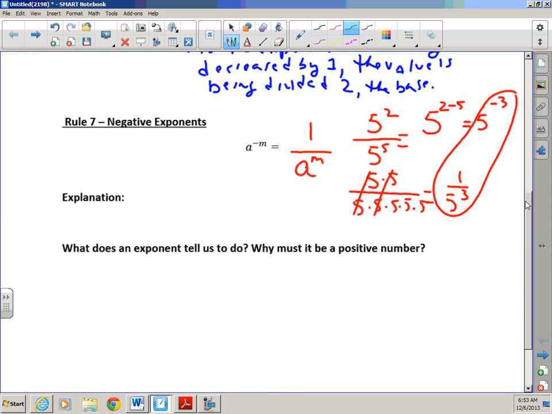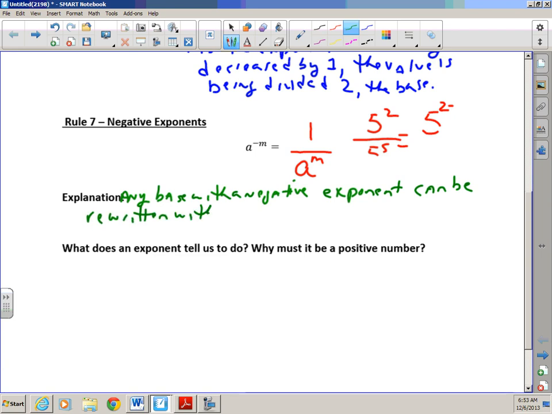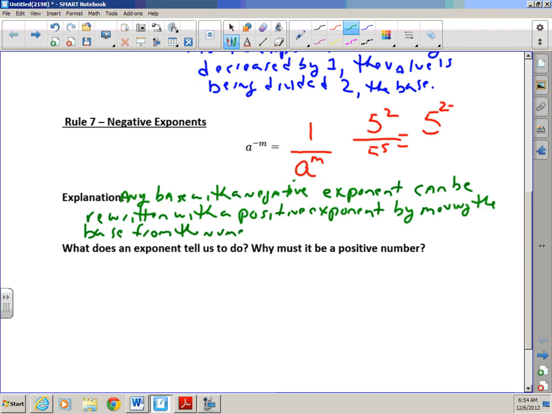So our explanation is: any base with a negative exponent can be rewritten with a positive exponent by moving the base from the numerator to the denominator, or vice versa. And I'm just going to erase this so I have some room.